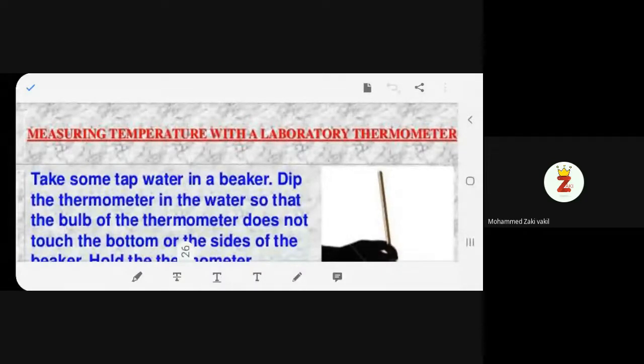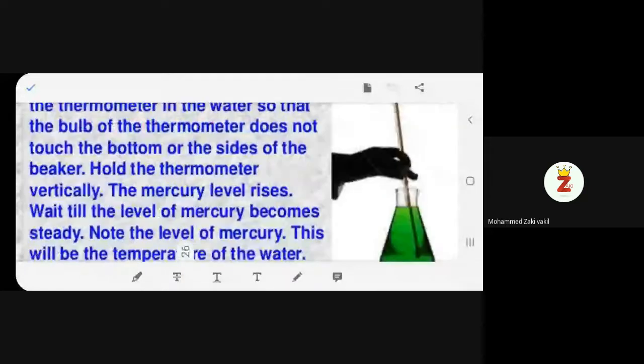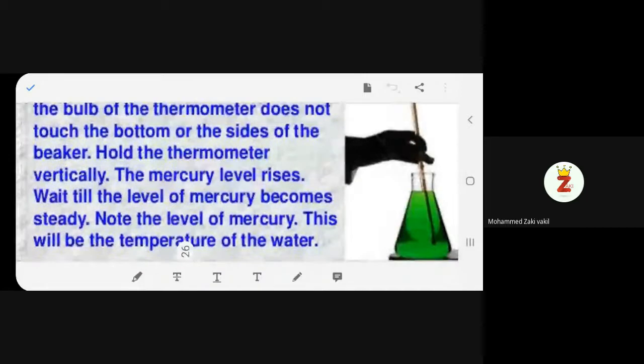Yes, ma'am. Measuring temperature with a laboratory thermometer. Take some tap water in a beaker. Dip the thermometer in the water so that the bulb of the thermometer does not touch the bottom or the sides of the beaker. Hold the thermometer vertically. The mercury level rises. Wait till the level of mercury becomes steady. Note the level of mercury. This will be the temperature of the water.